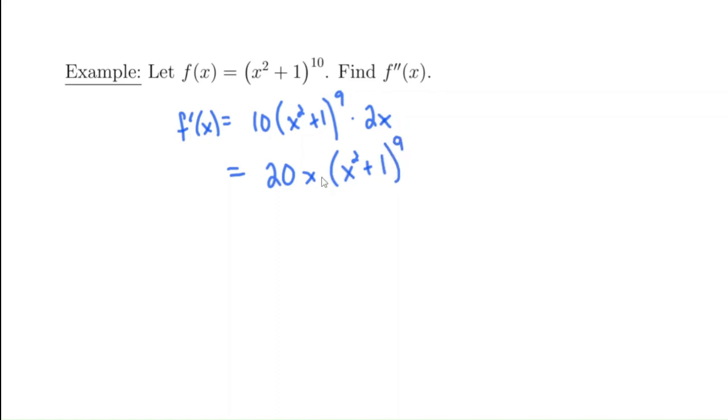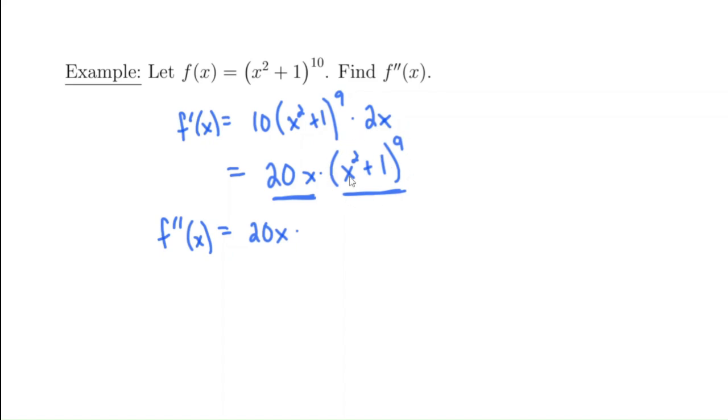Now, how do we take the derivative of this, right? That was the first order derivative, f prime. What's f double prime? Well, notice we really have a product of two functions, this function and this function. We're going to have to use the product rule. Okay, so the product rule tells us we do the first function, 20x, times the derivative of the second one.